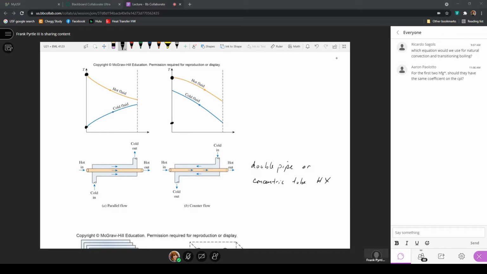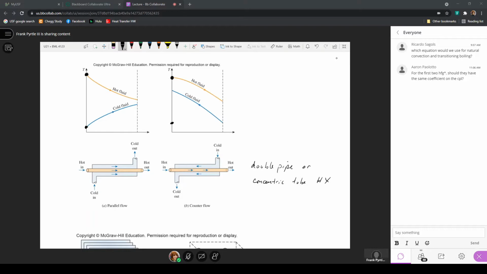In this counterflow heat exchanger, the hot fluid is coming in from the left, the cold fluid is coming in from the right. They're exchanging heat as they flow past one another. Again, the hot fluid is still decreasing in temperature and the cold fluid is increasing in temperature. They're just flowing in different directions.